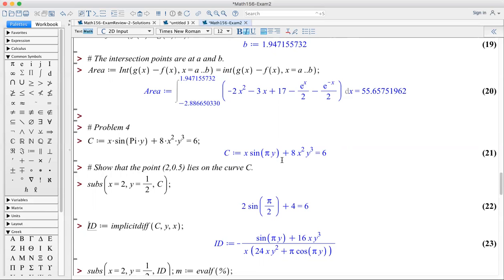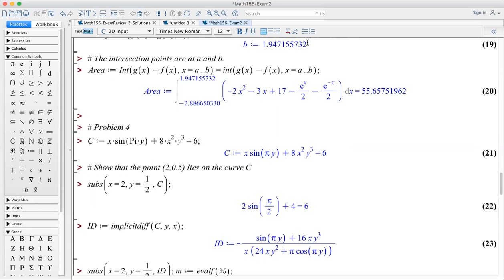Now, to find the slope of the tangent line to the curve at a point is just the value of the derivative. So the way you find the derivative is by implicit differentiation. That's what you learned in Calc 1. The command for implicit differentiation is implicit diff.